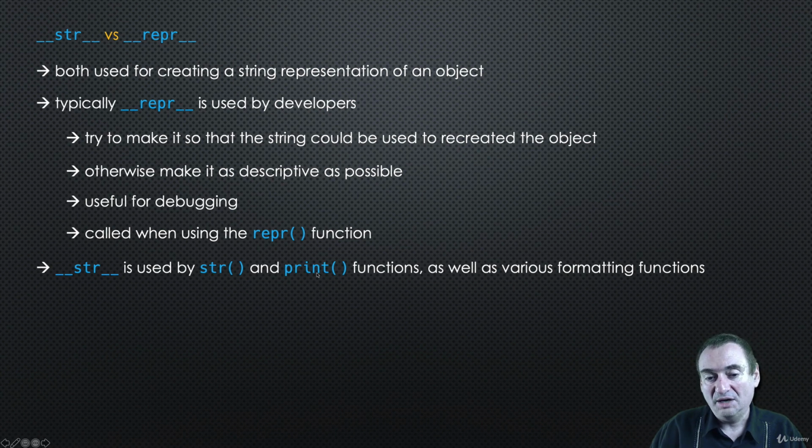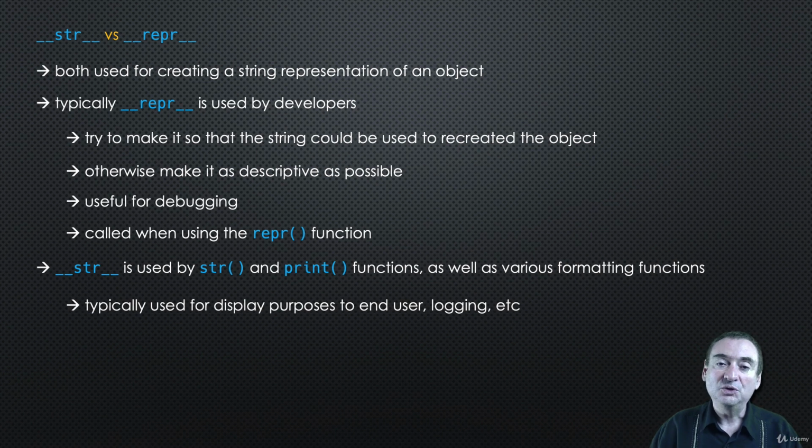Now the dunder string is used by the other functions like string and print. When you're trying to print your object or convert your object to a string, it's going to look for and call the dunder string method. So it also returns a string. It's also supposed to be the representation of the object, but it's typically used more for display purposes, for example, to end users.